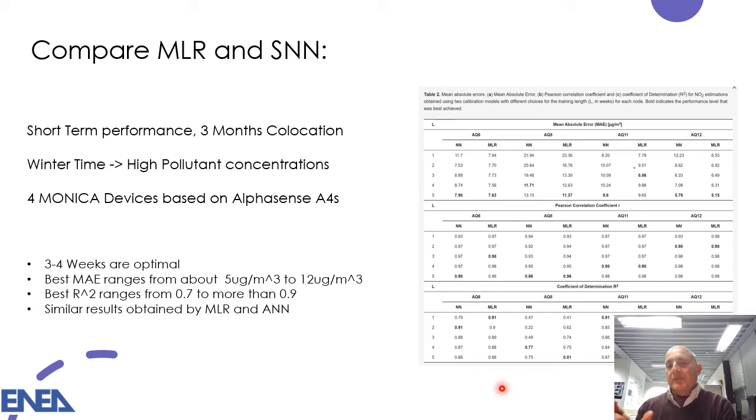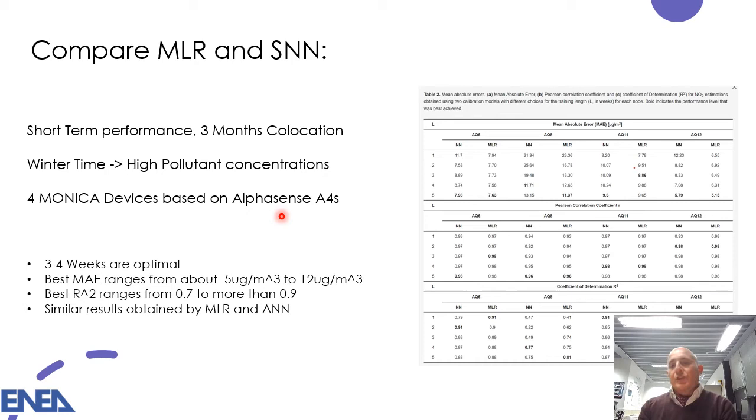So we are talking about 3 months collocation, so all the data, all the performance that we are estimating here, or the performance indicators, are valid in the short term. Okay, we also can look quantitatively at the mean absolute error, which ranges from 5 micrograms per cubic meter to 12 micrograms per cubic meter, and the coefficient of determination, which ranges from 0.7 to 0.9, which is a rather interesting value.